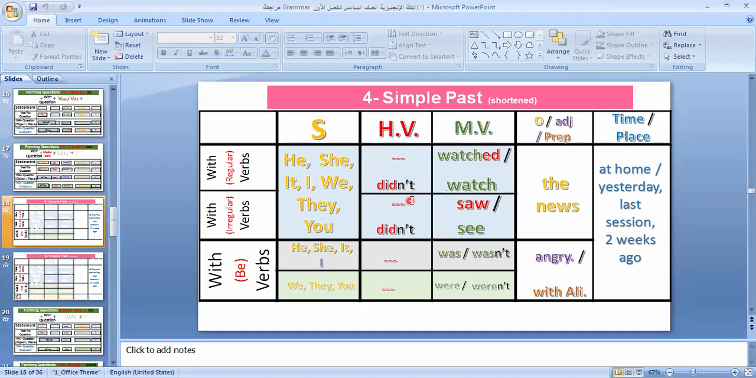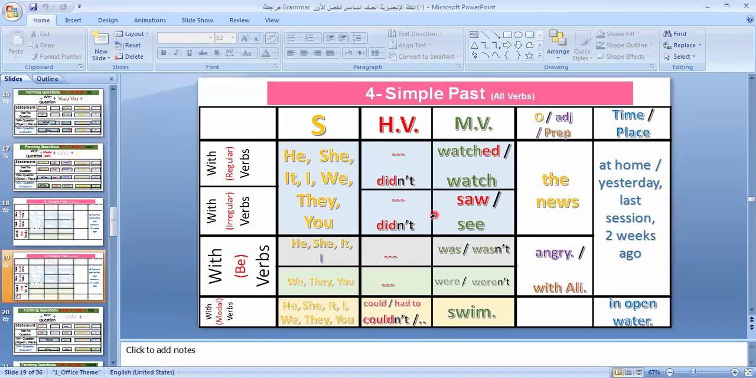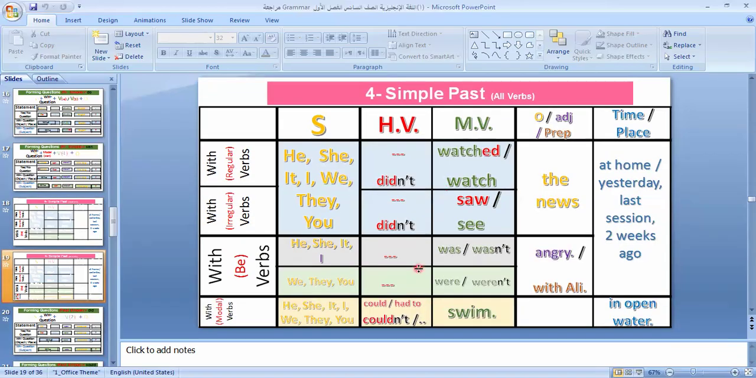Here we say, when we use did or didn't, I omit the ed. When we make a question or a negative form, didn't comes with all pronouns. He, she, it, you, we, they take didn't. There isn't a difficulty in this part. Here we have modal verbs in the past form: could, had to, would and so on. Okay, let's go to another one here.